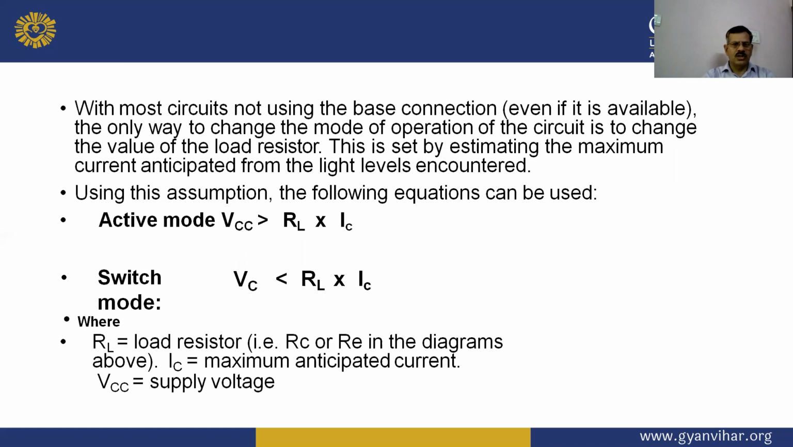For the active mode, the biasing DC voltage VCC is greater than RL times IC. That is the active mode. And second is the switch mode, where VCC is less than RL times IC. So these are the two assumptions: one is the active mode, second is the switch mode, where RL is the load resistor, RC or RE in the diagram above, IC is the maximum anticipated current, and VCC is the supply DC voltage here.